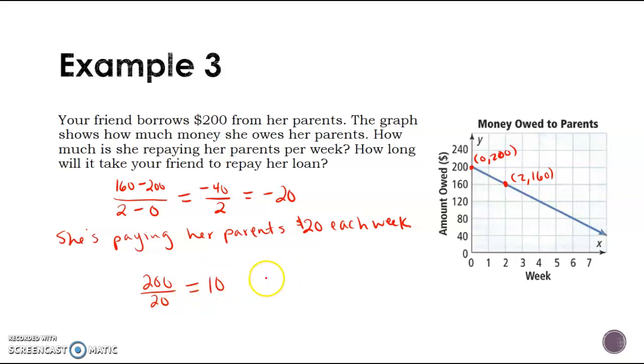And so it will take her 10 weeks. And that's how we use rates of change or slope to solve real world problems and to give us our rates of change.